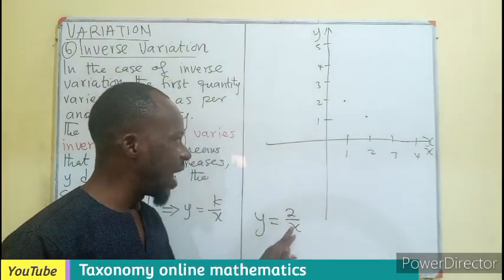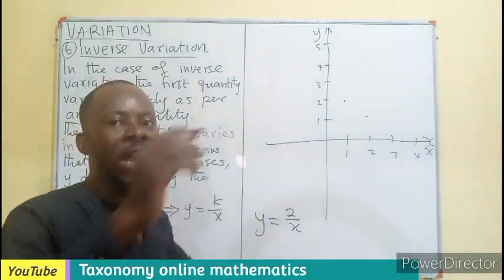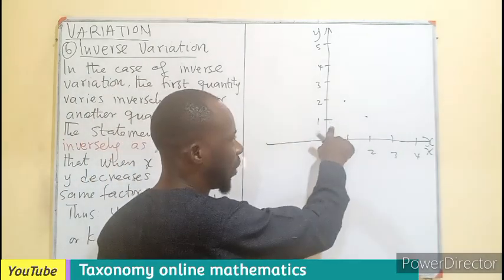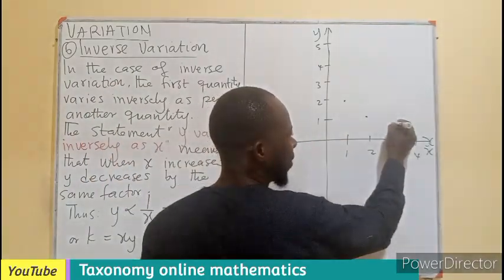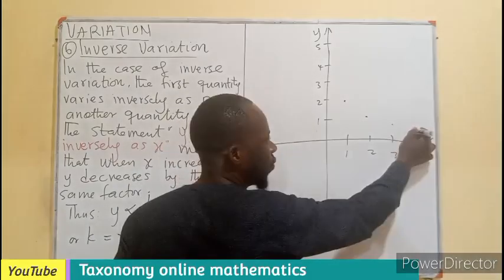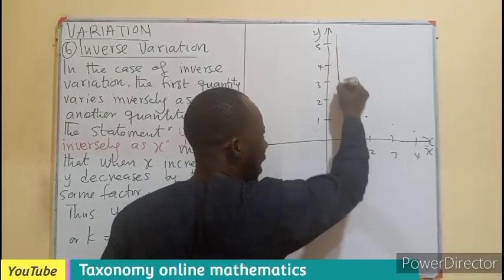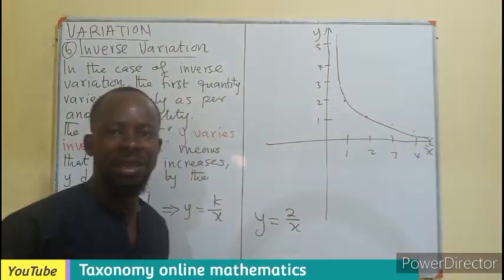Let's just say if x is 3, we are going to get the value of y to be 0 point something, meaning it will decrease below the 1. So we can see that as the value of x is increasing, that of y is also what? Decreasing. So in this case, our curve is going to look something like this.